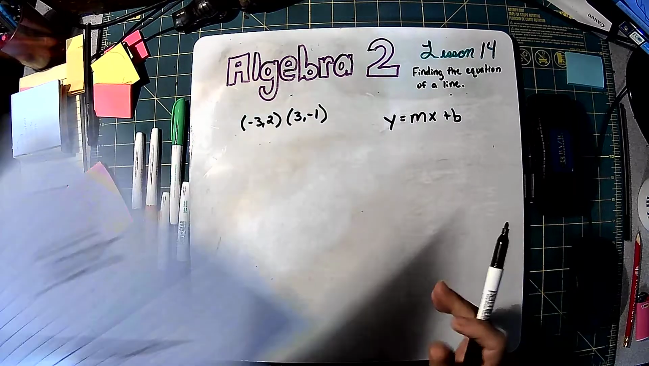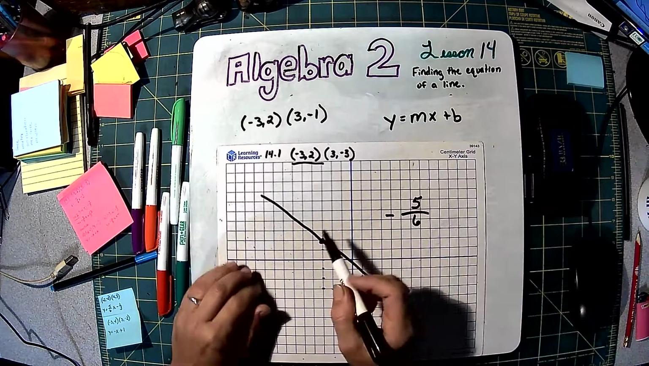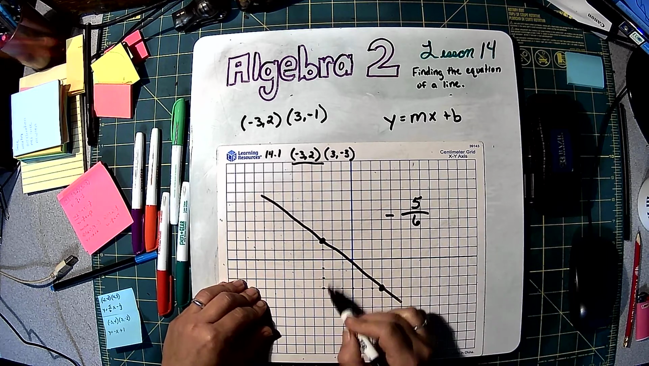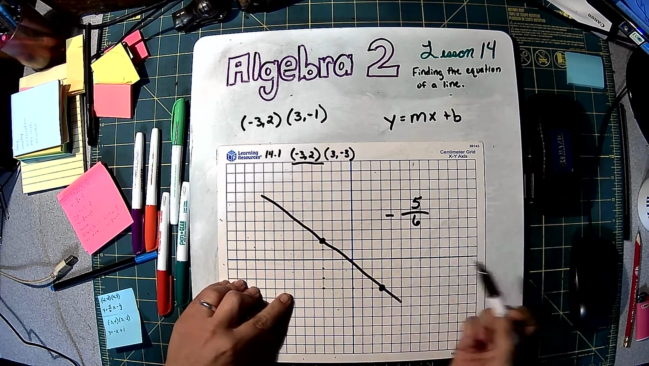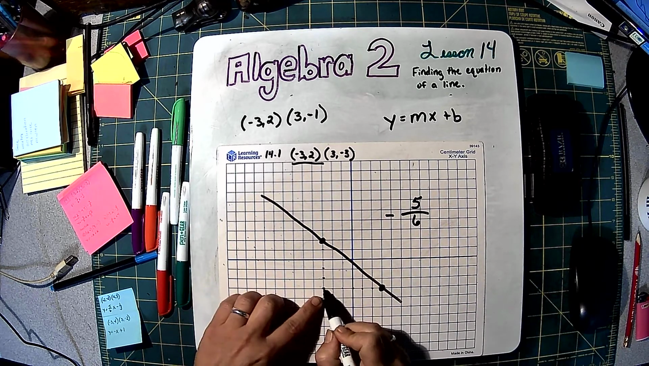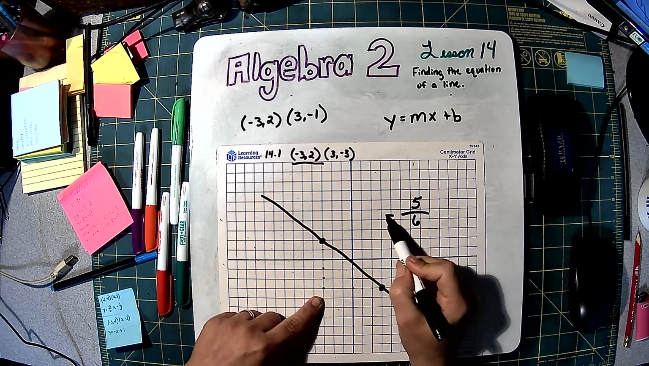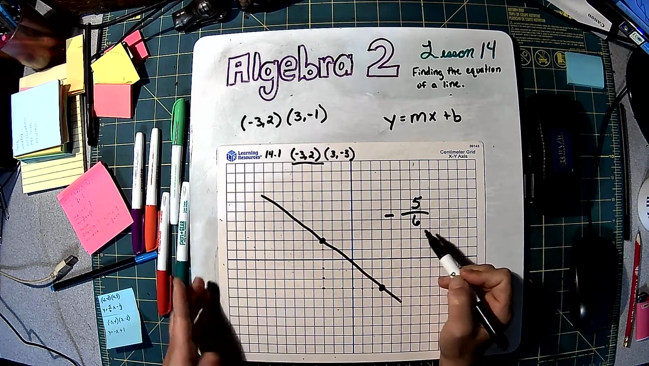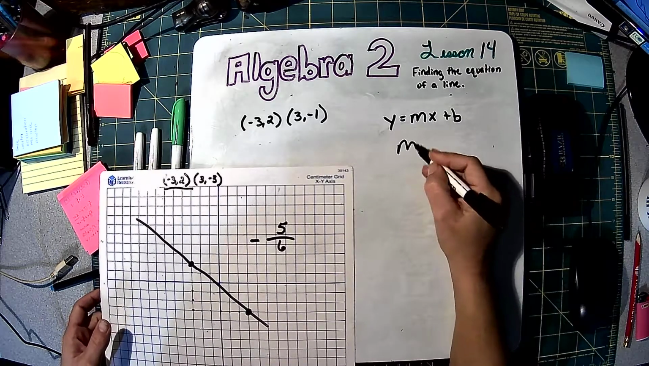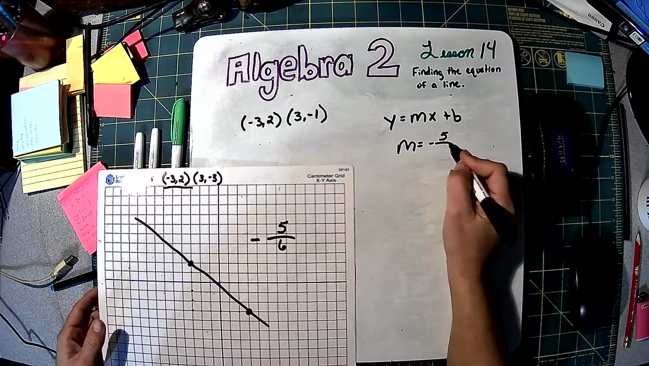So what I've done here is I've plotted those 2 points. So we have (-3, 2) right there, and then we have (3, -1) right here. And we have to try to find the slope of that line, and we go down 5 over 6, so that slope is -5/6. All right, so slope is m in this equation, so we have m equals -5/6.